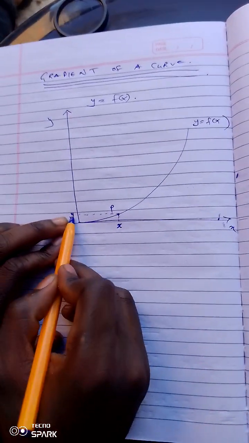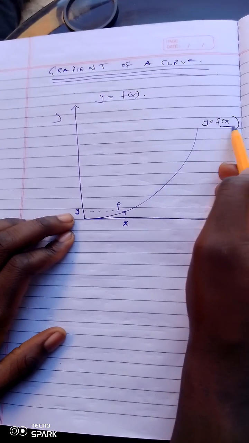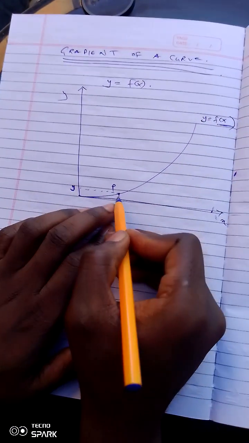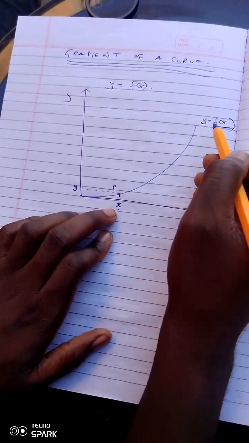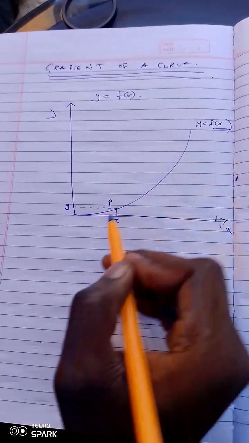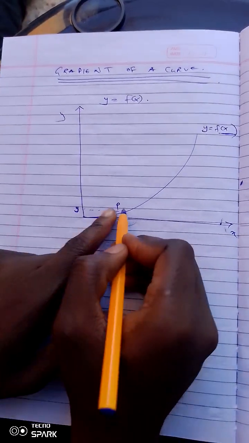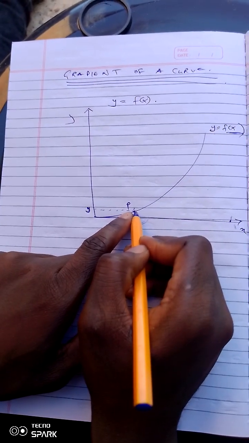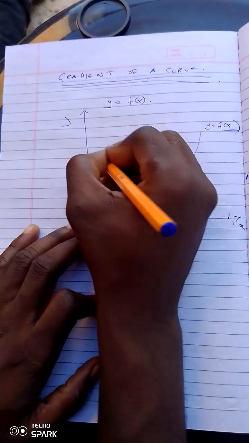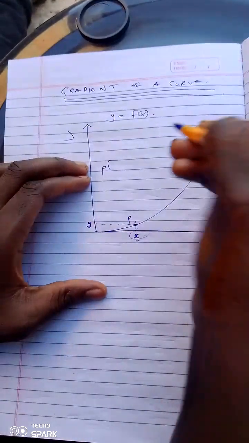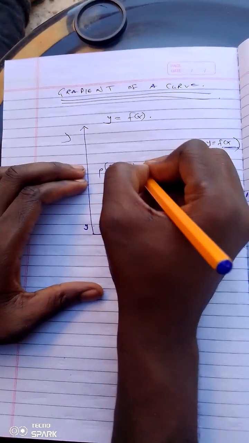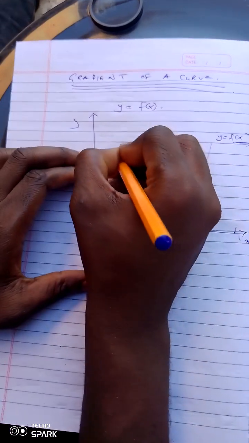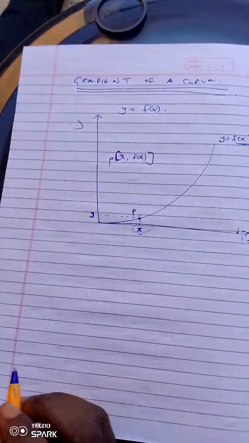And we know that this y here is what? f of x. So at this particular point, the value of y depends on the value of x because we are saying y is a function of x. So if we have the x here, it means that y here is f of x. So at point P, the coordinates are x comma f of x. So we have a point P there.